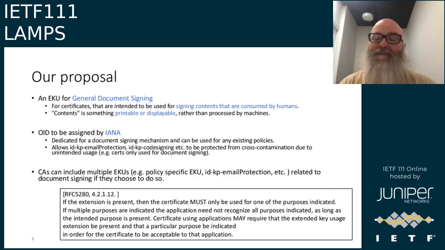And so our proposal defines a general purpose EKU for document signing. The intent is that it would be used for signing content that is consumed by humans. Content is something that's printable or displayable rather than processed by a machine. The OID would be defined under the IANA arc, id-kp. And so we can keep using the existing OIDs without any cross-contamination. And as CAs can include multiple EKUs, they can choose to include this one or not. And I believe that's it.